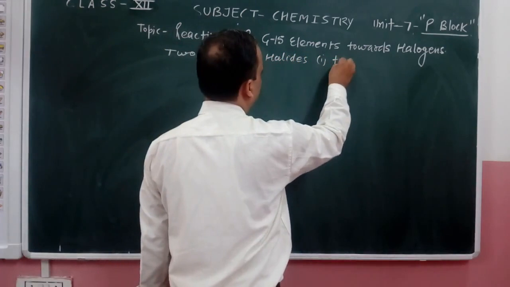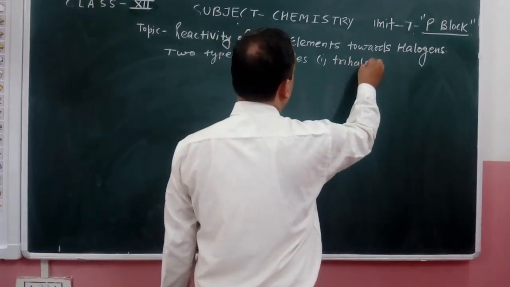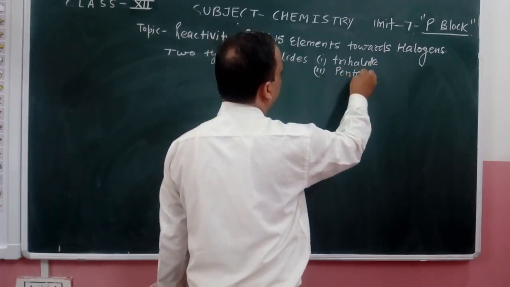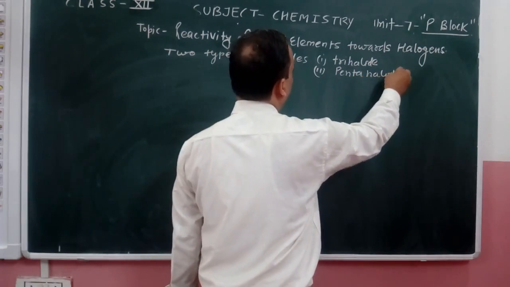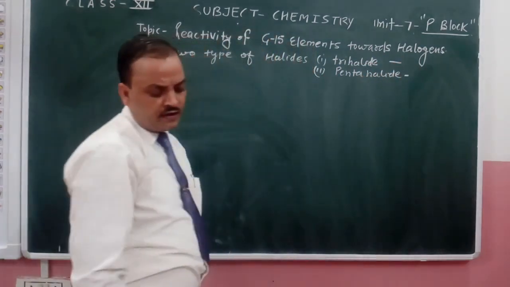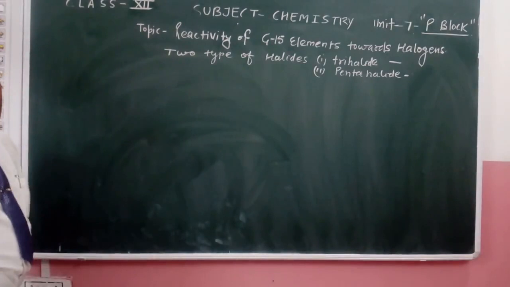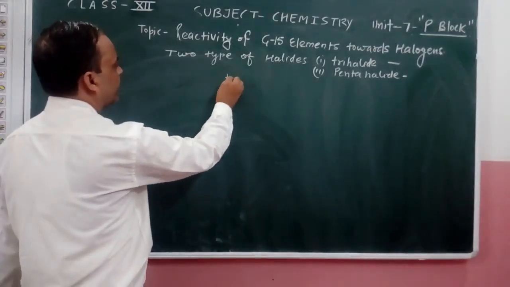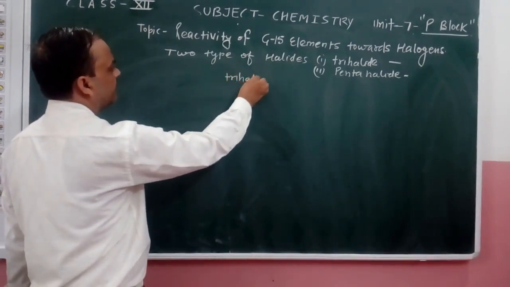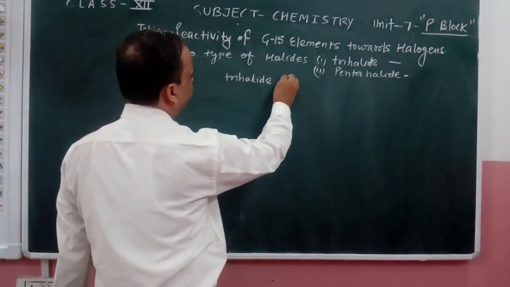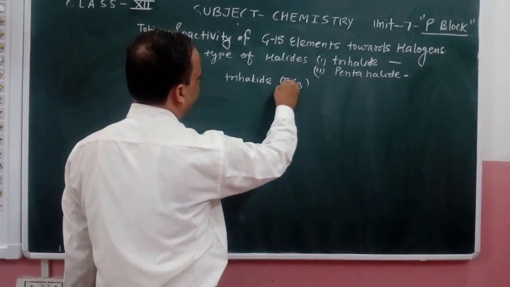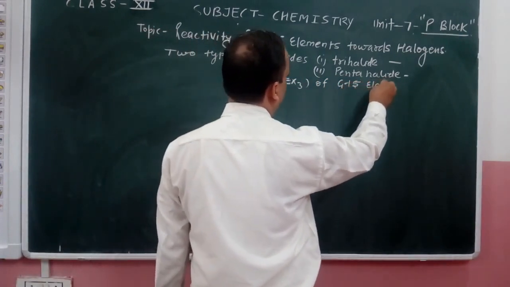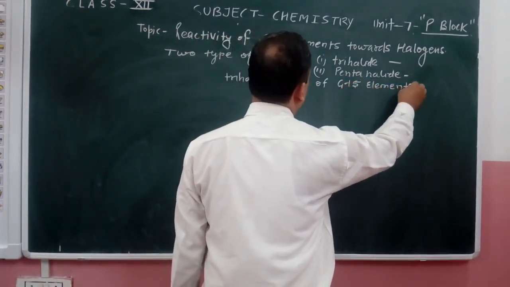First, trihalide, and second, pentahalide. Trihalide and pentahalide. So, trihalides of group 15. First, we have a table of trihalides, EX3, that is EX3 of group 15 elements. Trihalides of group 15 elements.